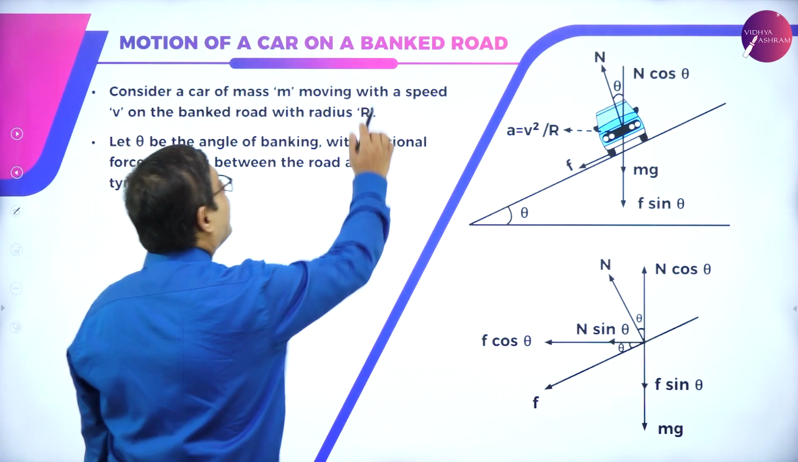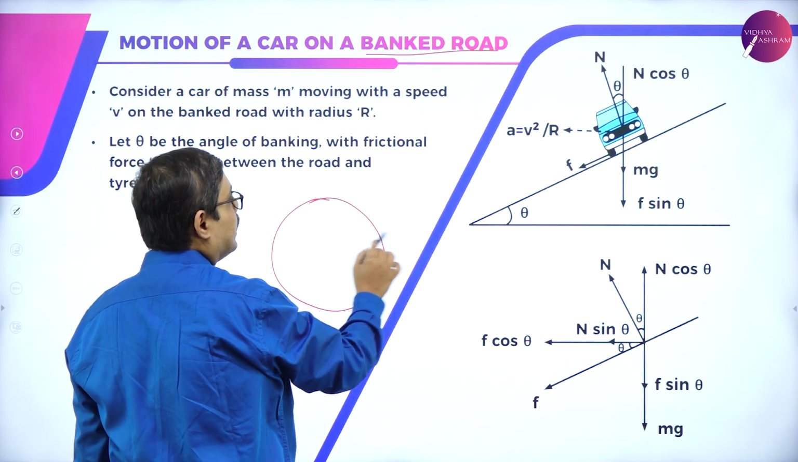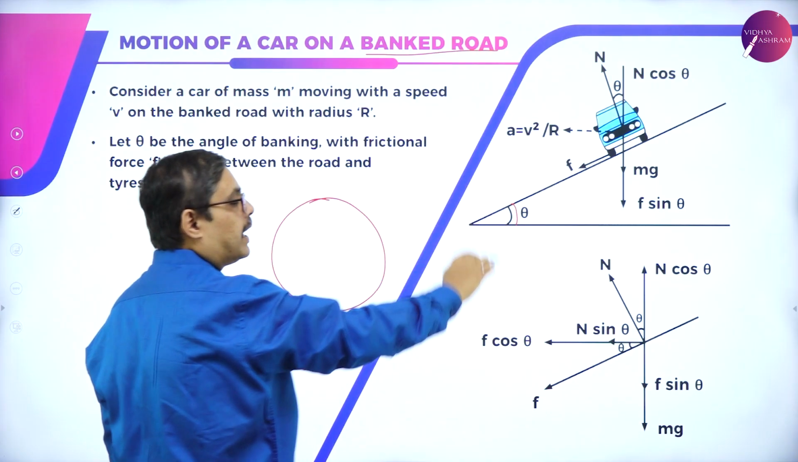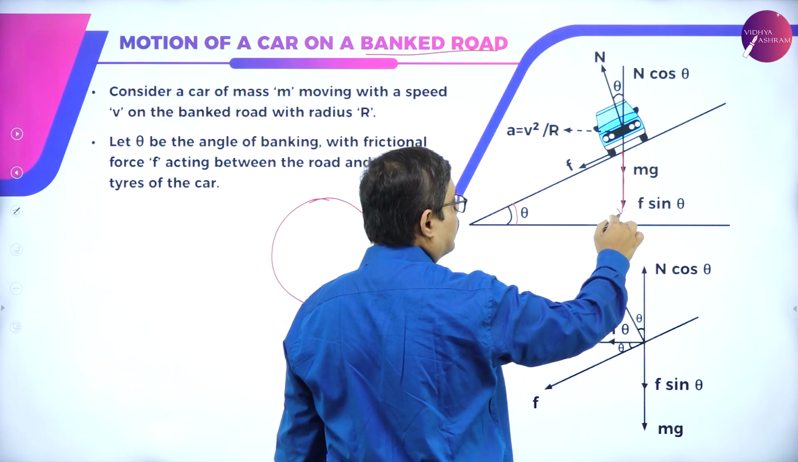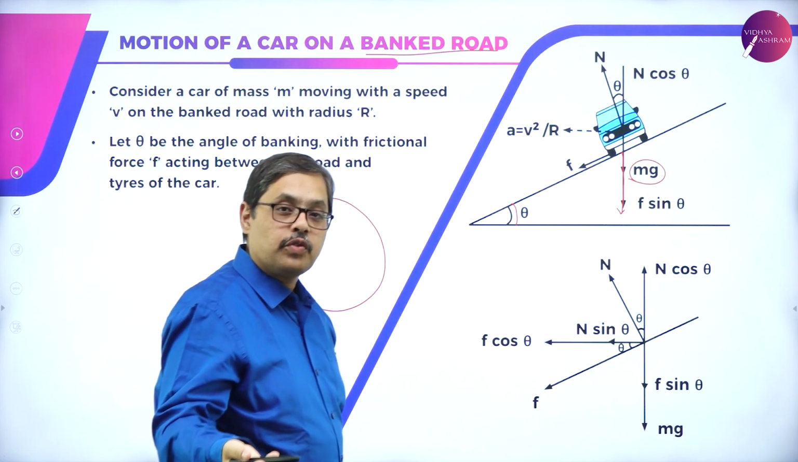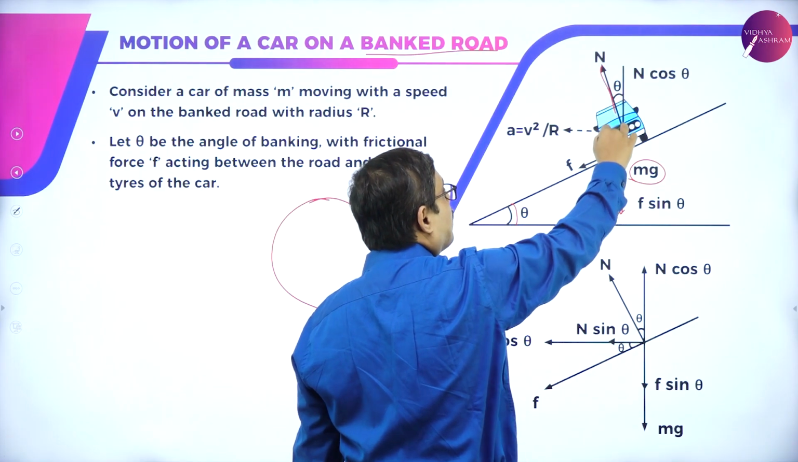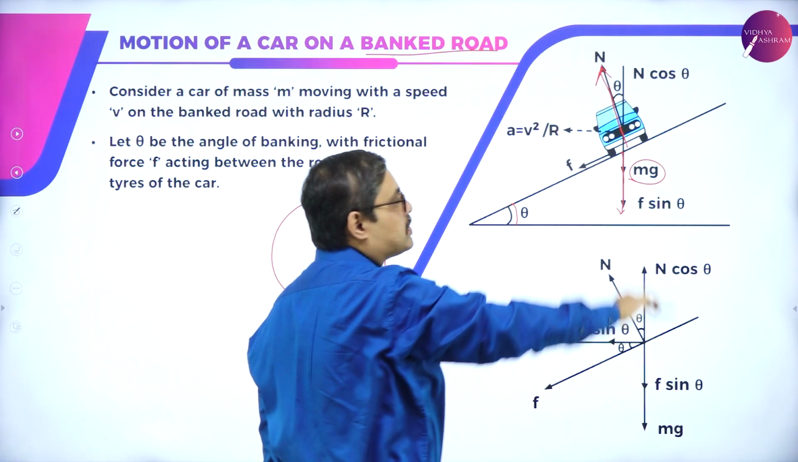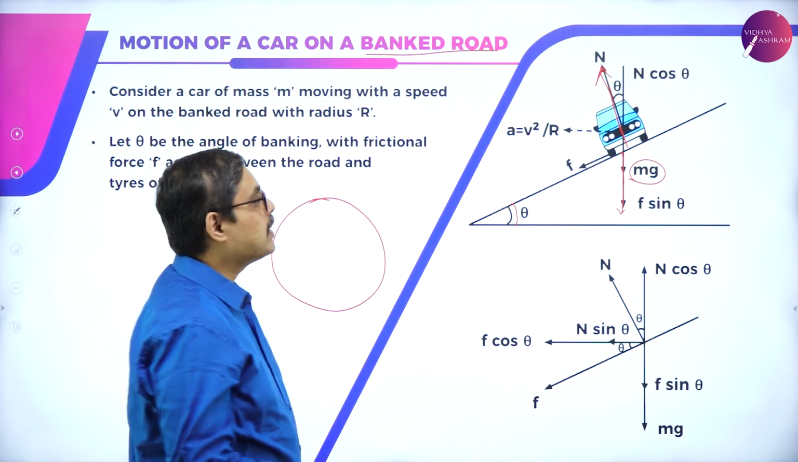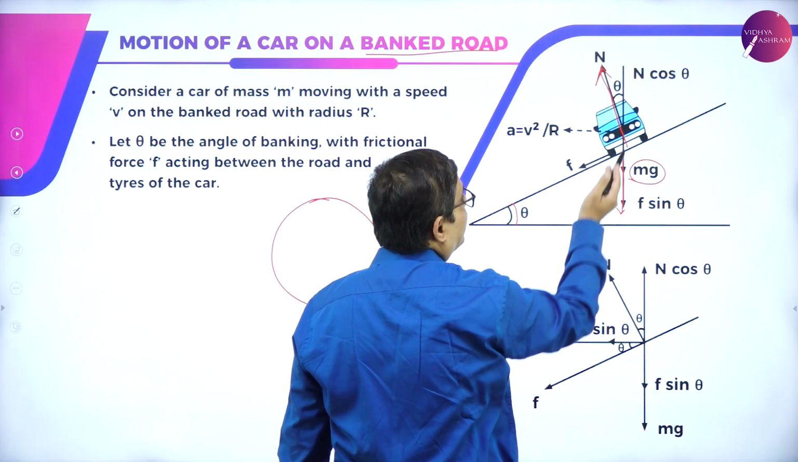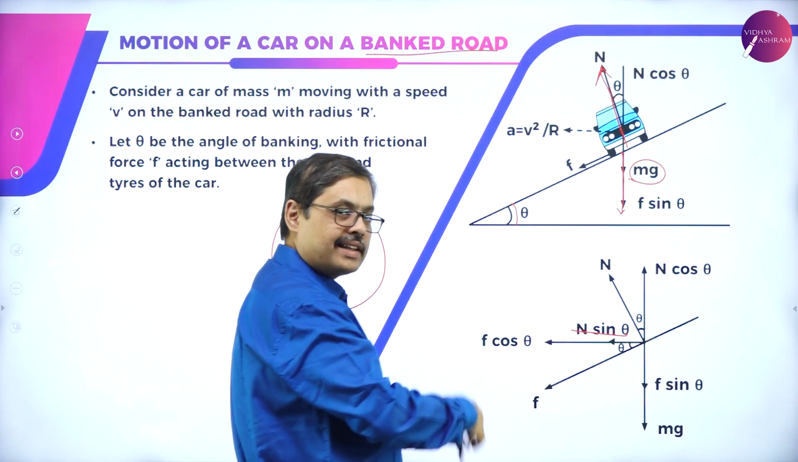Motion of a car on a banked road. A car is traveling on a circular path on a banked road with banking angle theta. As usual, the weight of the car is acting downwards, which is mg. What are the other two forces acting? There is a normal to the path, or normal to the surface on which the car is moving. Since it is at an angle theta, the force can be resolved as n cos theta in the y-axis and n sin theta in the x-axis.